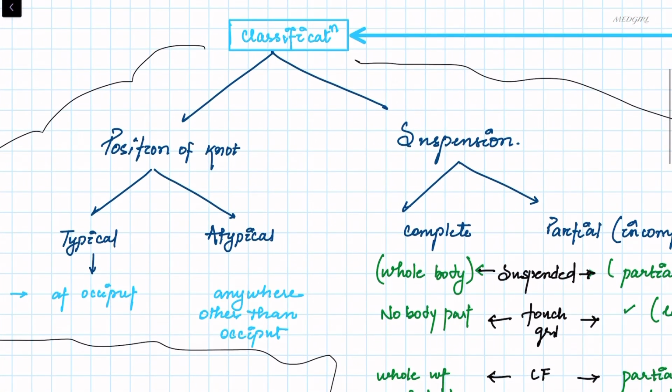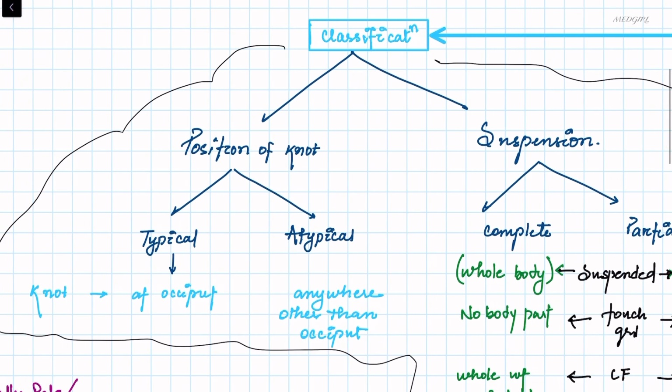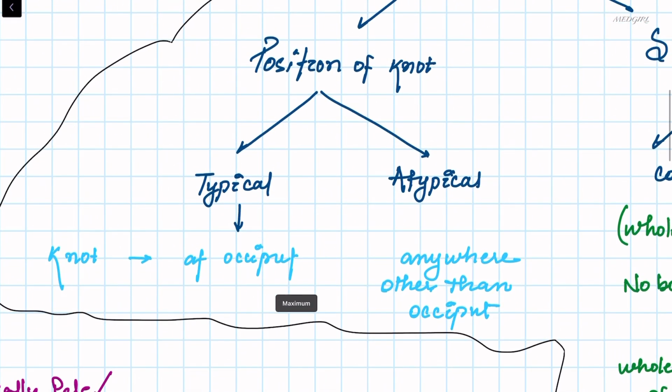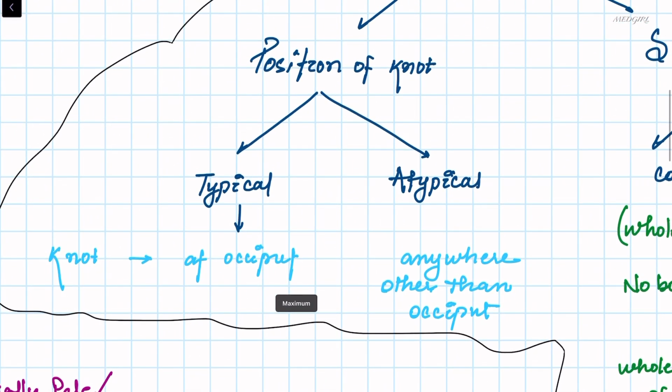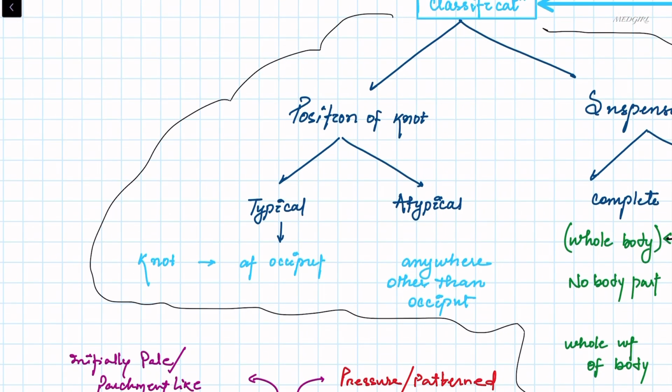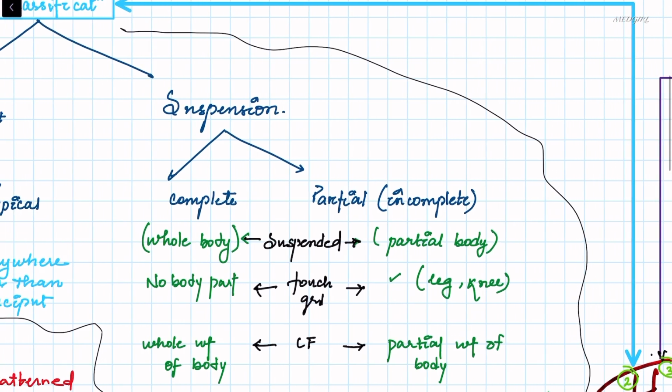Coming to the classification of hanging, there are two types of classification. One is based on the position of the knot and the other is based on the suspension. Position of knot can be typical or atypical. Typical hanging means the position of the knot is in the occiput, and atypical hanging means anywhere other than the occiput. Then based on suspension, it can be complete or partial.